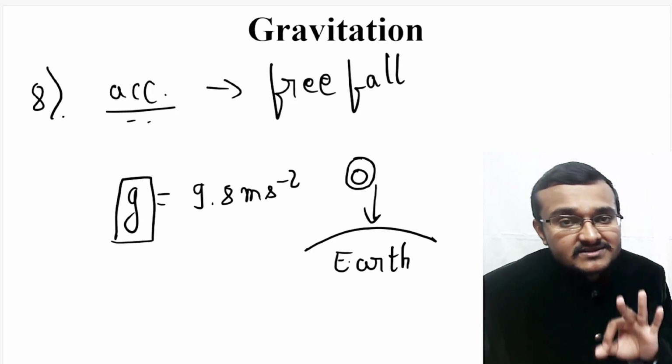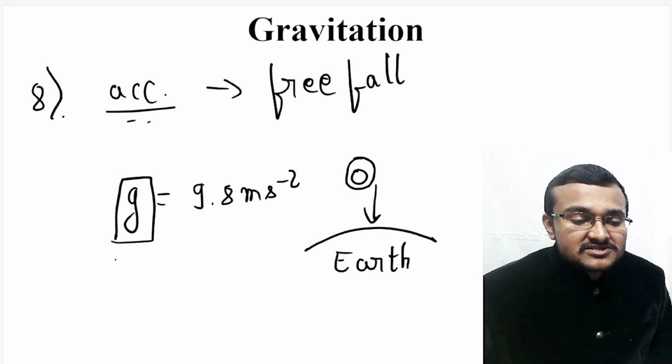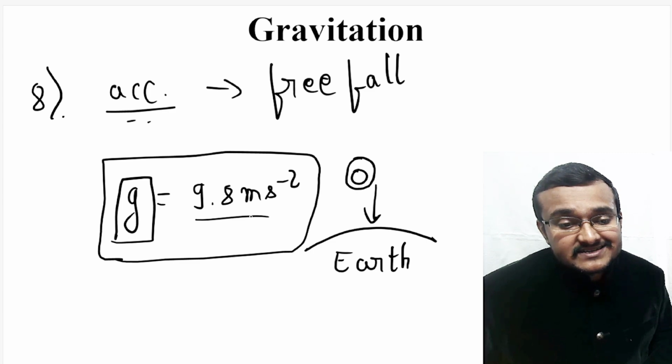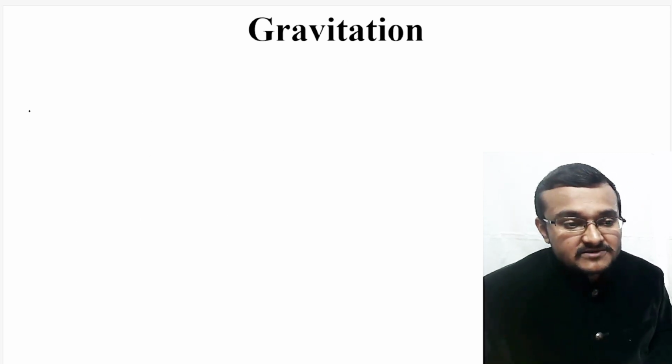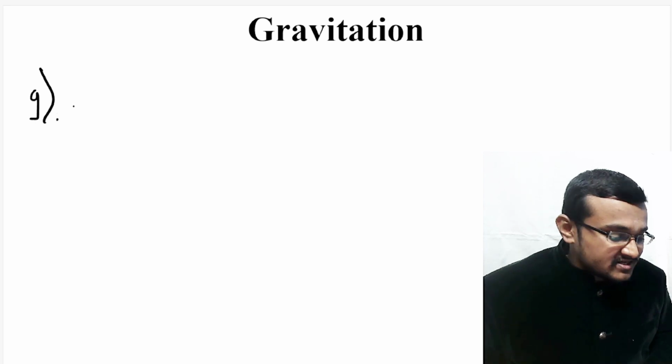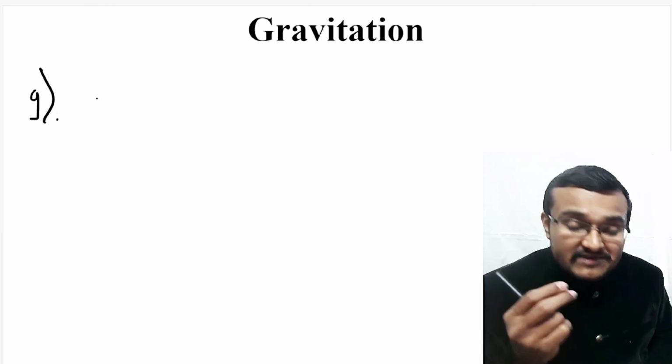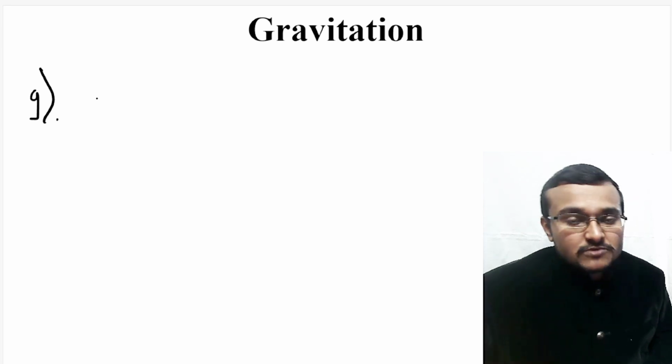Here, if we consider Earth as an example, then the acceleration of free fall is equal to the acceleration due to gravity of Earth, that is equal to 9.8 meter per second square. This is the answer for the 8th question. Coming to the 9th question in this exercise, here they are asking what do we call the gravitational force between Earth and an object.